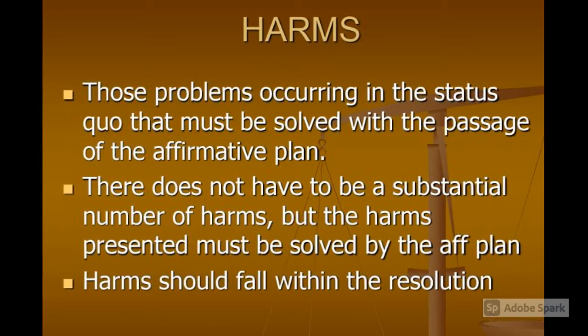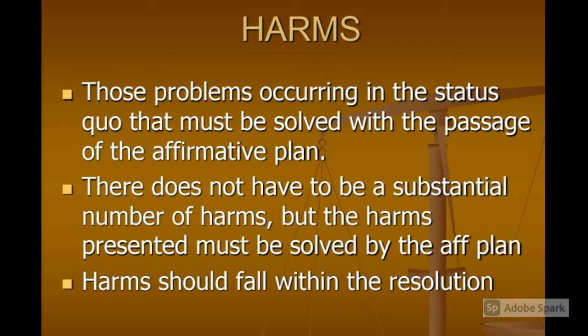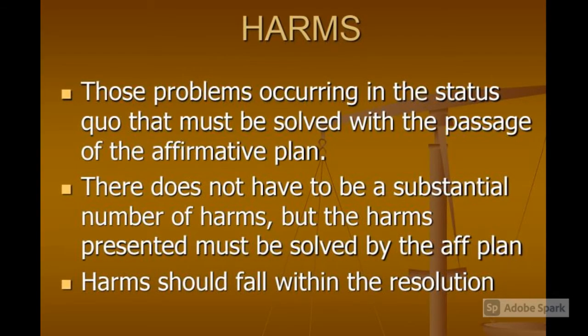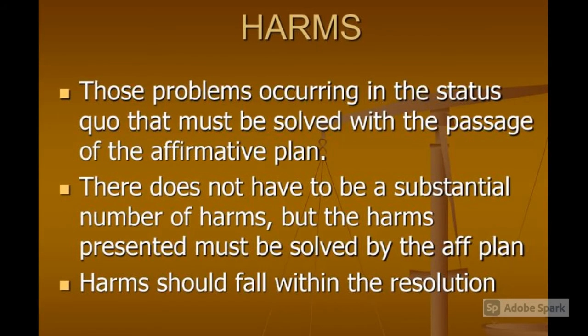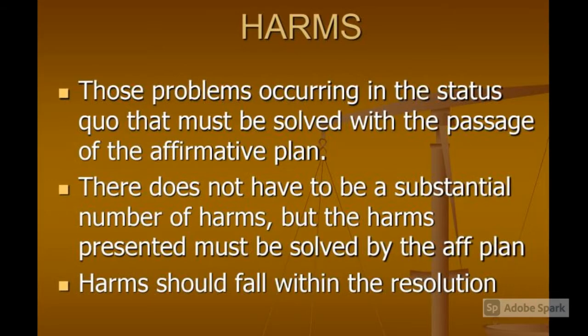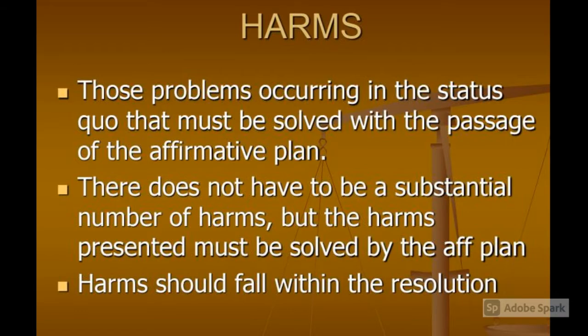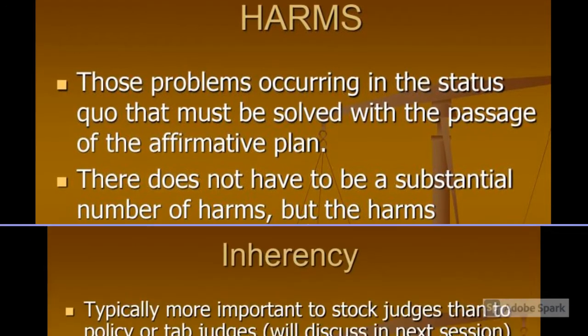So you don't have to have like 6 or 7 harms. You can have like 2 or 3, but they have to be presented at the beginning, and you have to be able to solve all the harms. So if you say the harms to this are thousands of people are dying every week, there's no economic security, and disease is spreading, then you have to be able to solve all 3 of those harms in your plan. So only say harms that you can actually solve with the plan you're going to present.